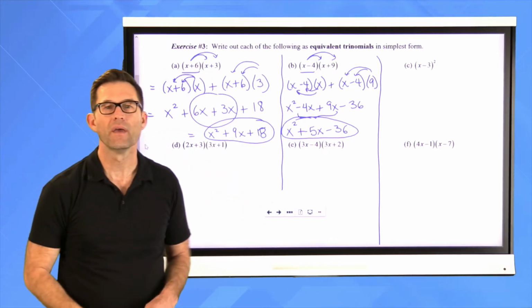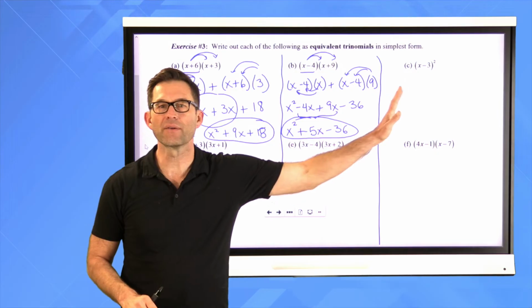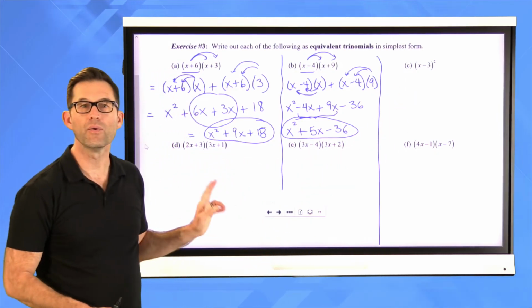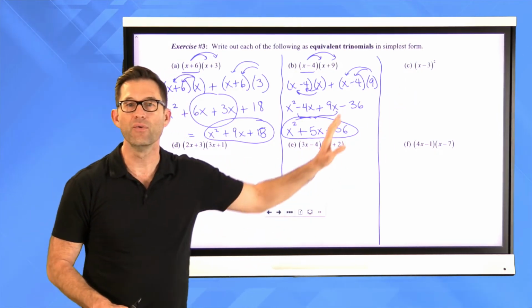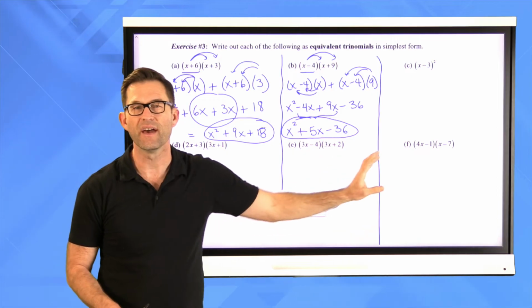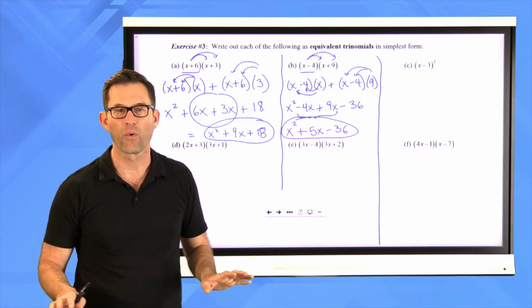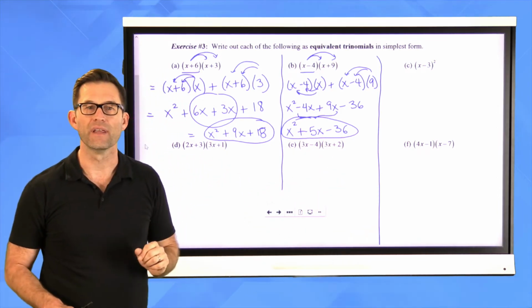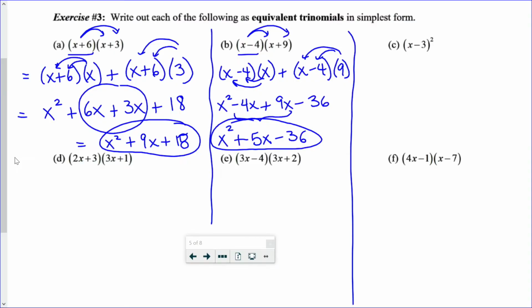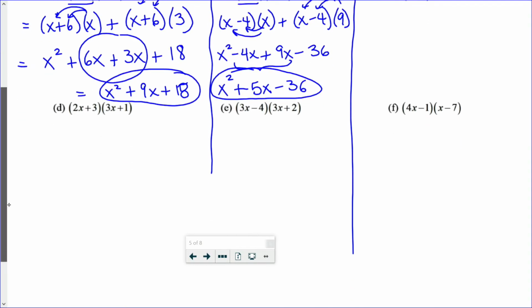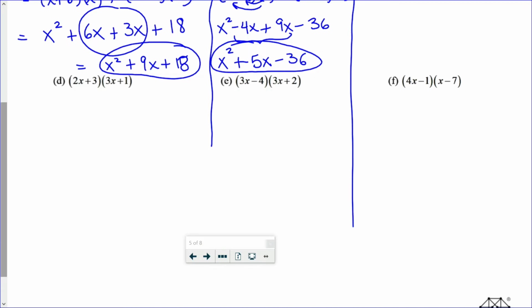All right. Now, I'm going to leave letter C for you, but I'd like to do letter D together and then have you do C, E, and F. So a little bit of a different order here. Let's tackle letter D together. So far we've been doing these problems where it's all like x plus this, x minus that. Here I've got some 2x and some 3x going on. But the idea is still the same.